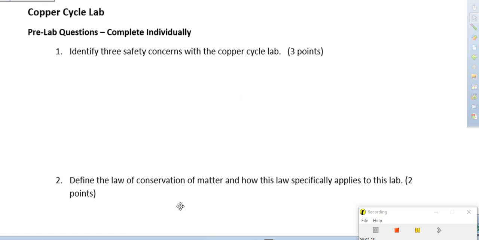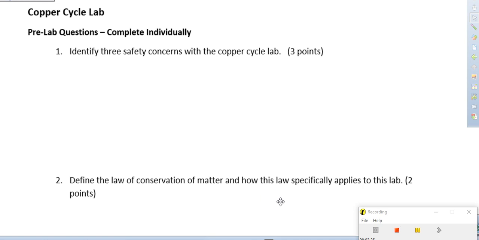One of the key concepts of this lab is the law of conservation of matter, right? If we start out with 0.10 grams of copper metal, once we're done reacting it, we should get 0.10 grams of copper metal back, right? Because we're not creating copper atoms, we're not destroying copper atoms. All we're doing is changing what the copper's bonded with.